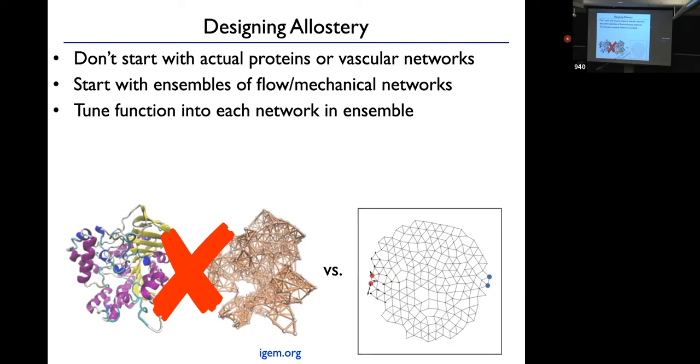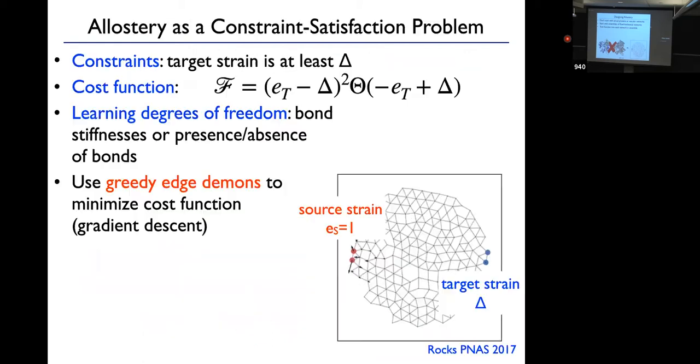So we started with the same kind of networks, turned them into either mechanical or flow networks. And then the idea was we're going to tune this allosteric function into a whole ensemble of networks, and we're going to tune the same function into each one. All right, so how do we do that? Well, it's the same old way, right?